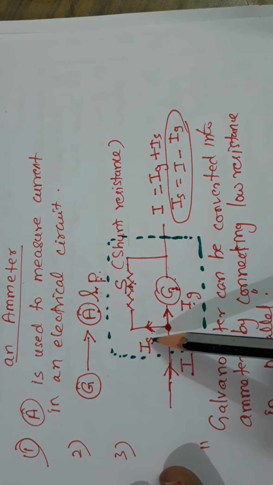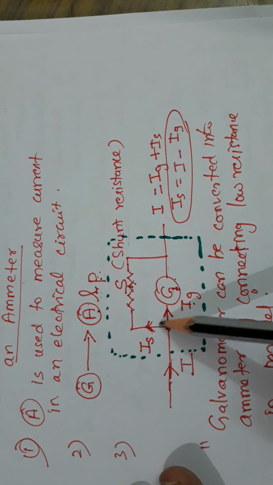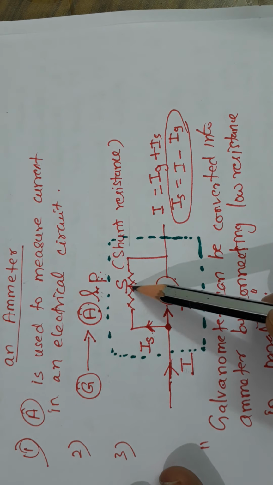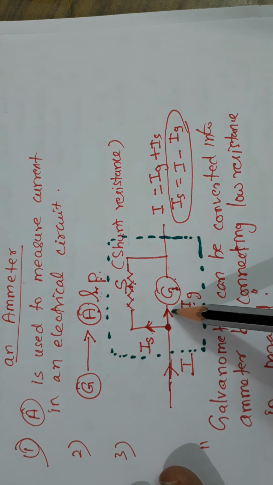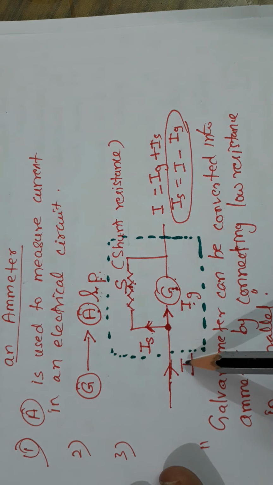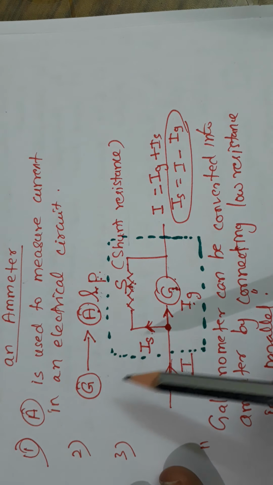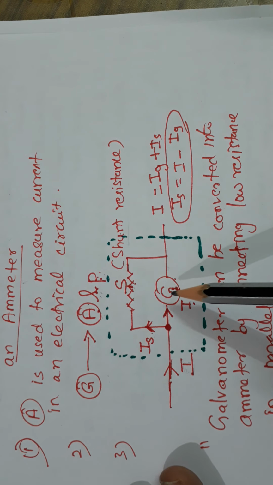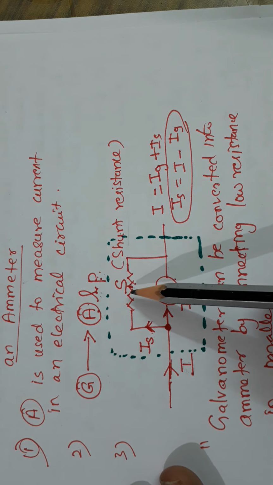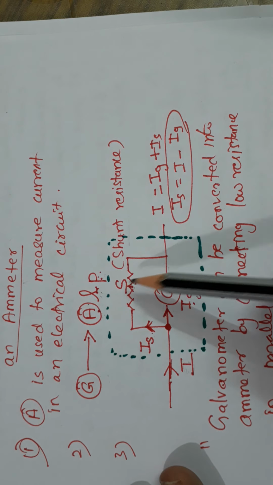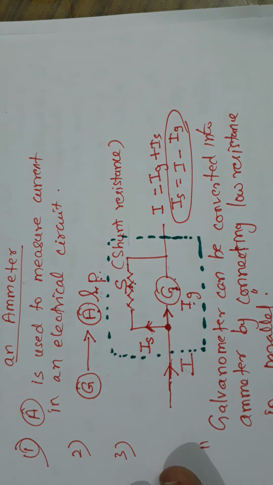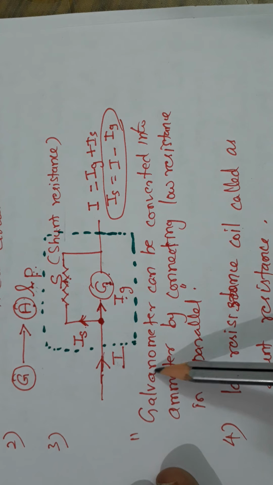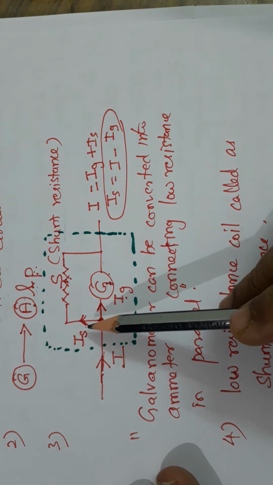IS is the shunt current, which passes to the shunt coil, and the remaining current passes to the galvanometer, right? So how is galvanometer converted into an ammeter? By connecting a low resistance coil in parallel to the galvanometer. You have to note down this point, children. Now you know this IS value.